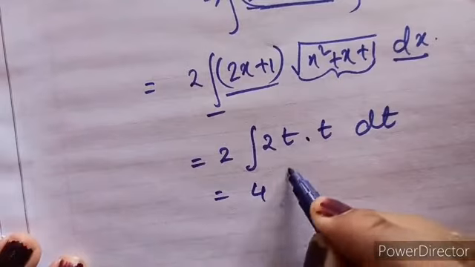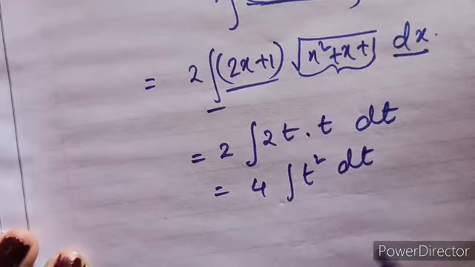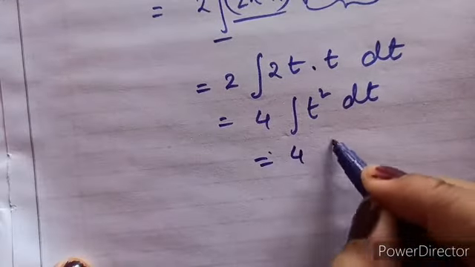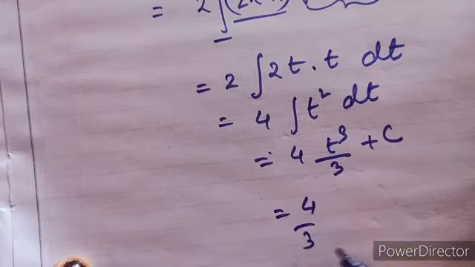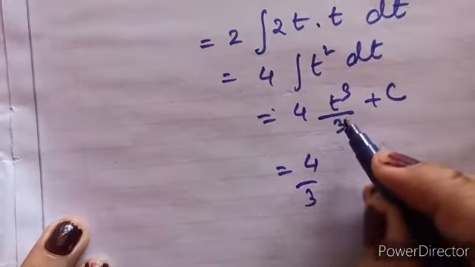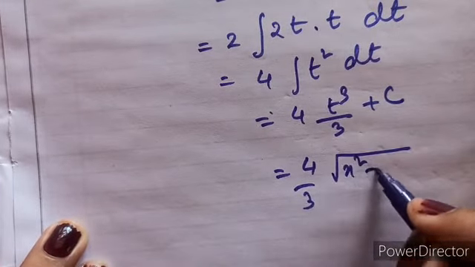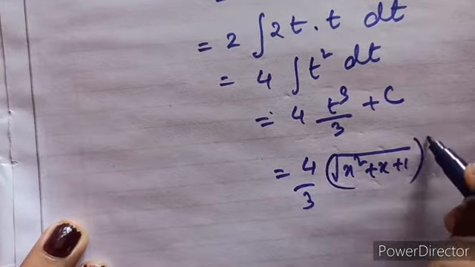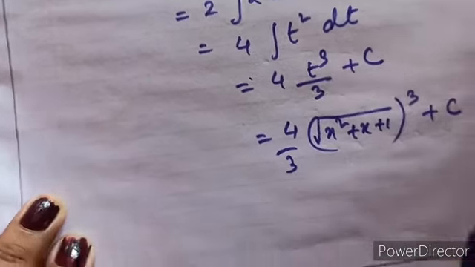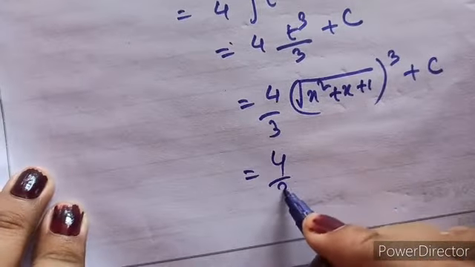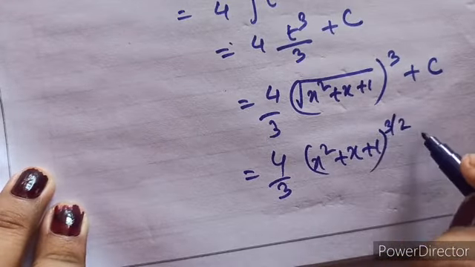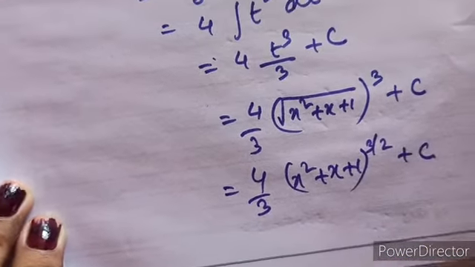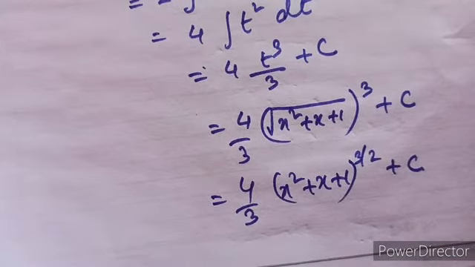So this will be 4t square dt, that is 4t cube by 3 plus c. So 4 by 3, since we have taken your t value as root over x square plus x plus 1, cube, plus c. So the final answer will be 4 by 3 times (x square plus x plus 1) to the power 3 by 2 plus c. So this is the answer of your question number 9.